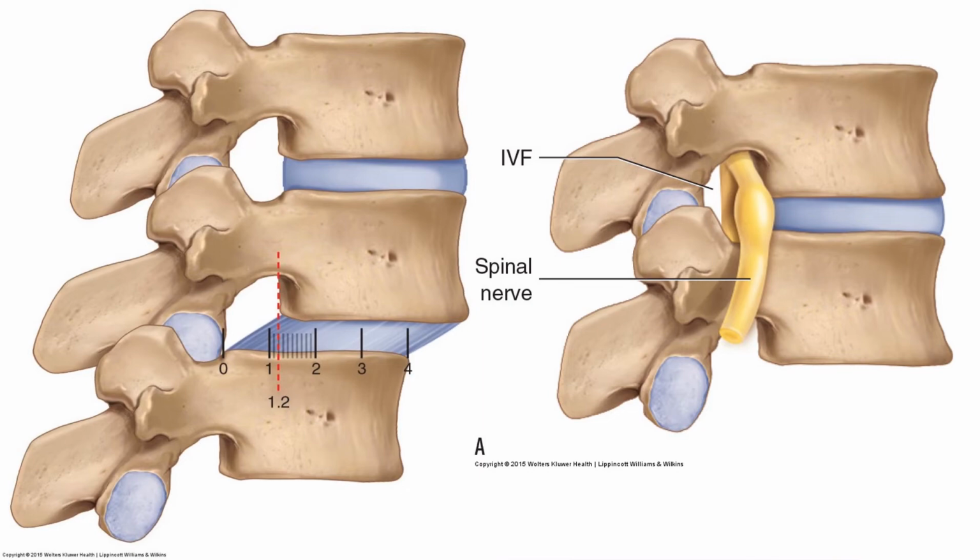So let's see the intervertebral foramen, which is made by a notch in the superior pedicle of the vertebra above, and a notch on the superior surface of the vertebra below, plus the intervertebral disc between these two vertebrae, and this is the intervertebral foramen. And what do we see in this foramen? We see the short spinal nerve.